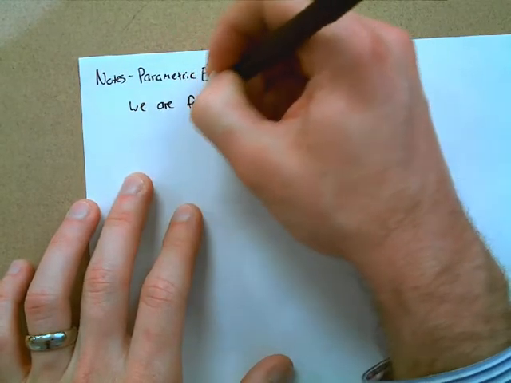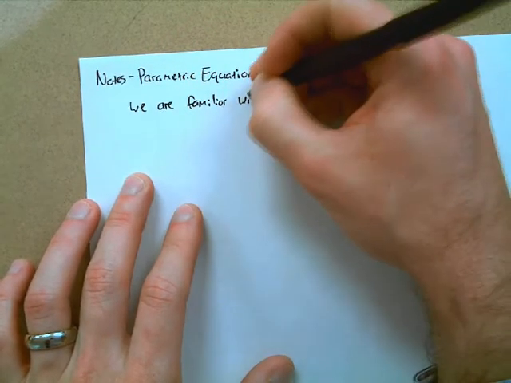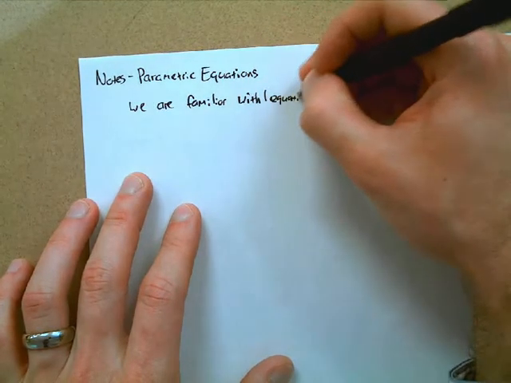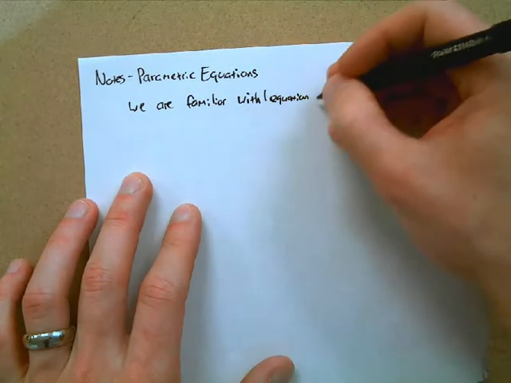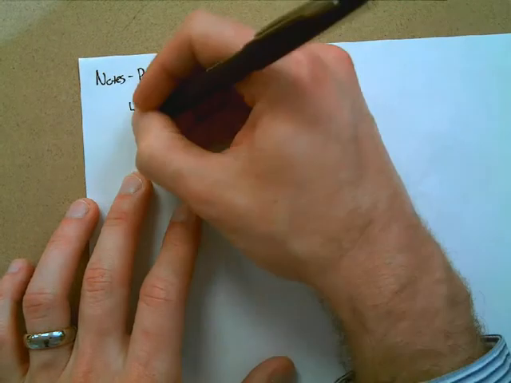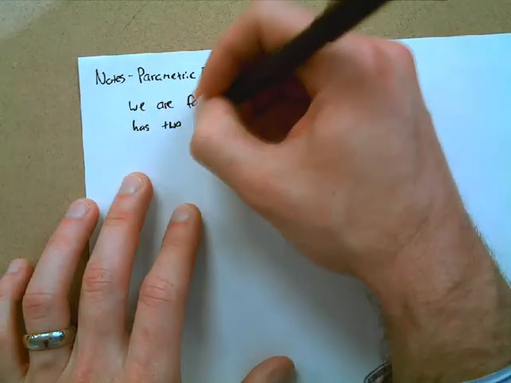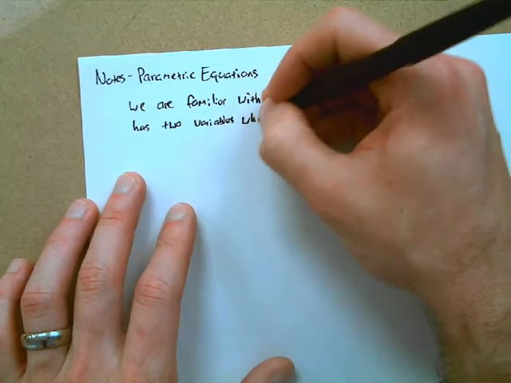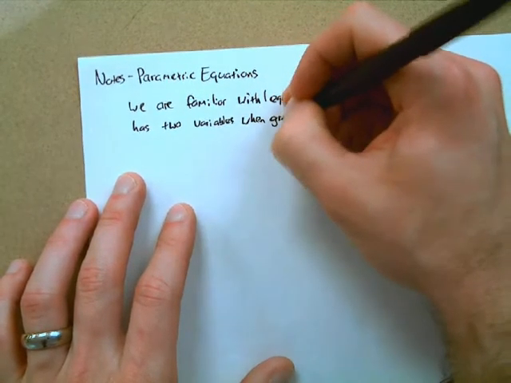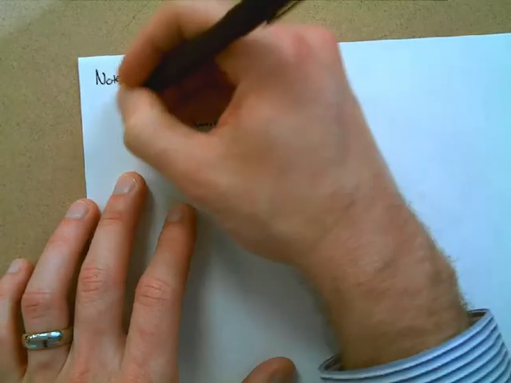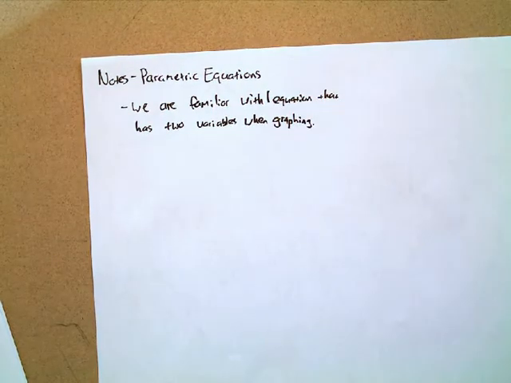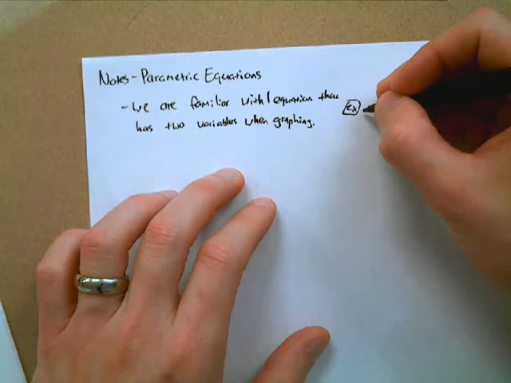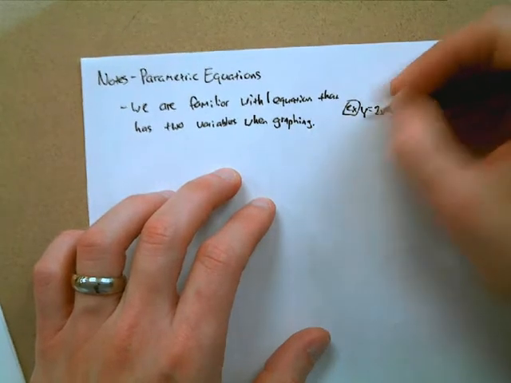So we are familiar with equations, with one equation that has two variables, when it comes to graphing. And some examples of those, right? That's what we just did for the warm-up. So we saw, okay, y equals 2x minus 3, y equals x squared minus 3.